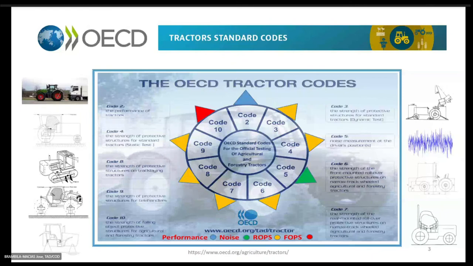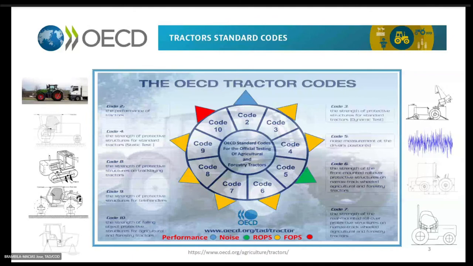So now let me bring your attention to code 3. Code 3 is the standard test procedure that we have to certify the strength of the rollover protective structure. Code 3 is our dynamic test. You can see on the right-hand side, upper side of the slide, there's a small tractor fixed to the ground, and it's being hit by a pendulum, a weight that will hit the tractor from one side. This is the dynamic test, and it wants to simulate the impact of the tractor in case of a rollover.